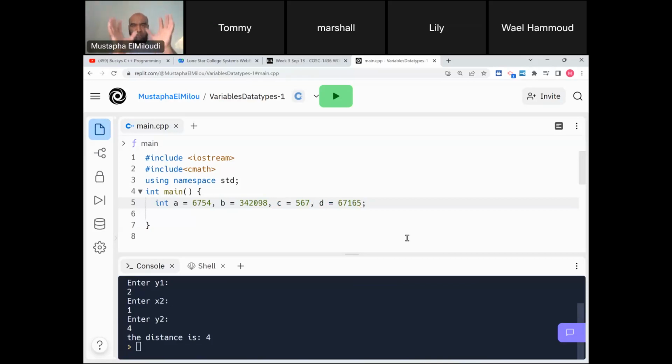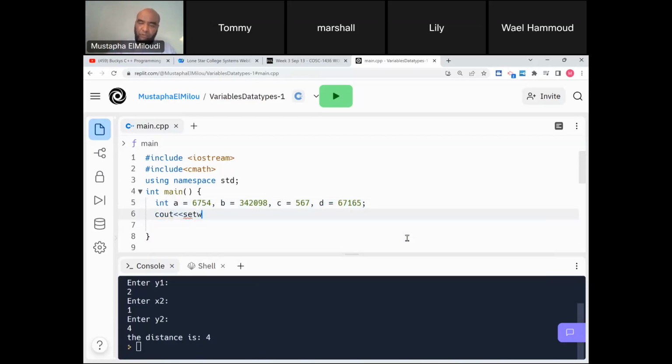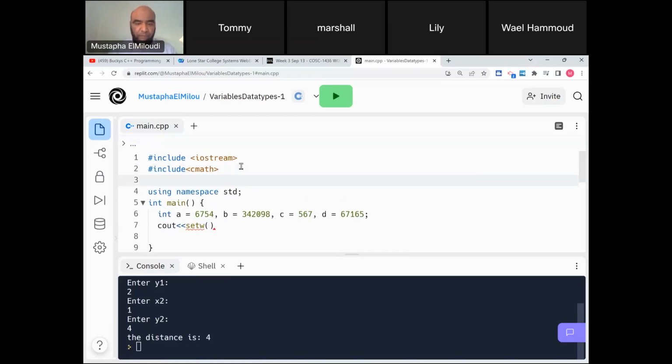So they look like an invisible table. What I'm going to do is put C out. I'm going to put something called setw. But before we do that, there is something else we have to add. I know sometimes we include some files. We call them header files that we have to include. We call them preprocessor directives. That's the technical term.